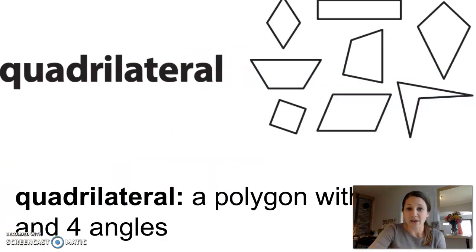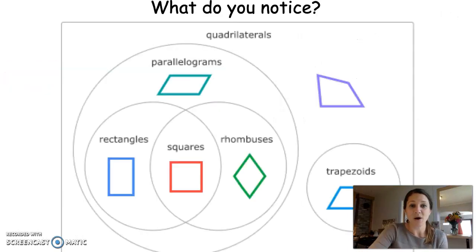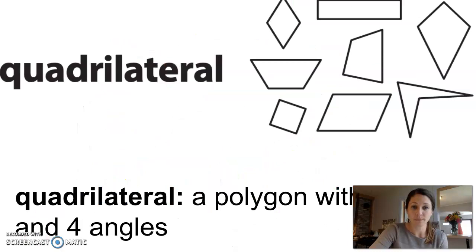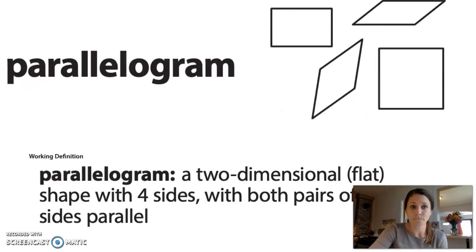So a quadrilateral is a polygon with 4 sides, 4 angles. So all of these that we looked at on this chart, these are all quadrilaterals. A parallelogram has 4 sides with both pairs of opposite sides being parallel.